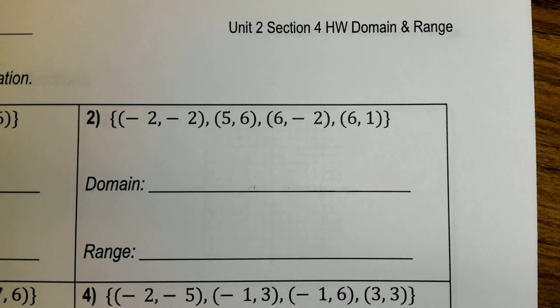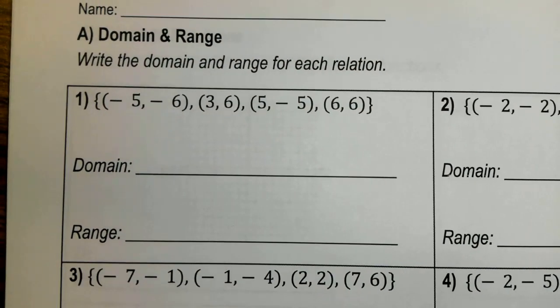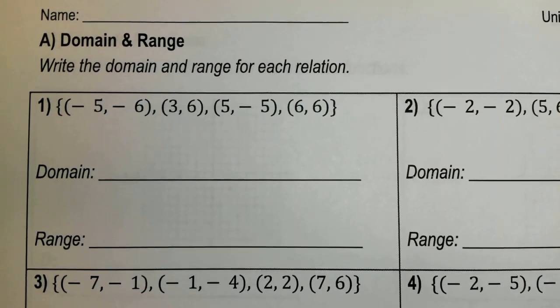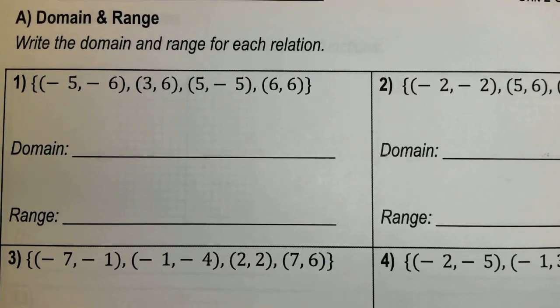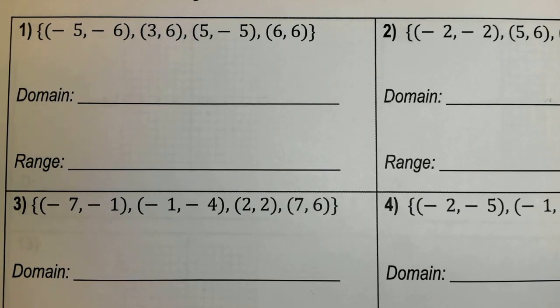All right, we're back. So, this is Unit 2, Section 4, homework. This is domain and range, and I'm doing the first page, numbers 1 through 10. Okay? So, for each of these, it says write the domain and range for each relation. So, I have a set of ordered pairs for each of these. I need to simply write the domain and the range for each problem.